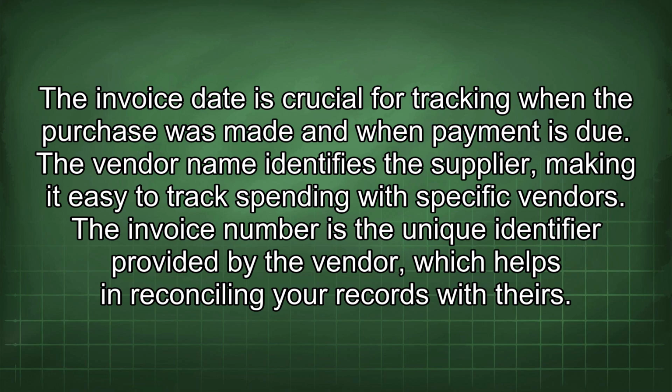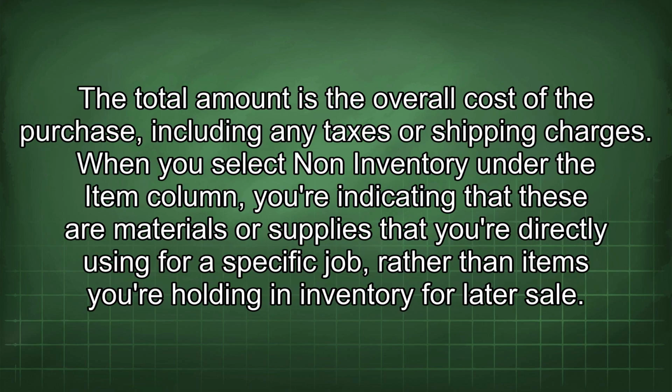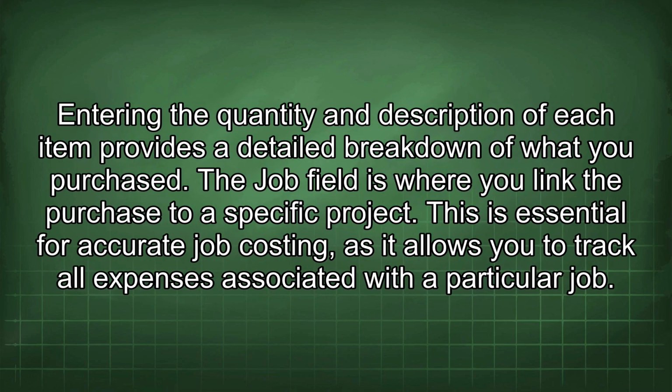The invoice number is the unique identifier provided by the vendor, which helps in reconciling your records with theirs. The total amount is the overall cost of the purchase, including any taxes or shipping charges. When you select Non-Inventory under the Item column, you're indicating that these are materials or supplies that you're directly using for a specific job, rather than items you're holding in inventory for later sale. Entering the quantity and description of each item provides a detailed breakdown of what you purchased.